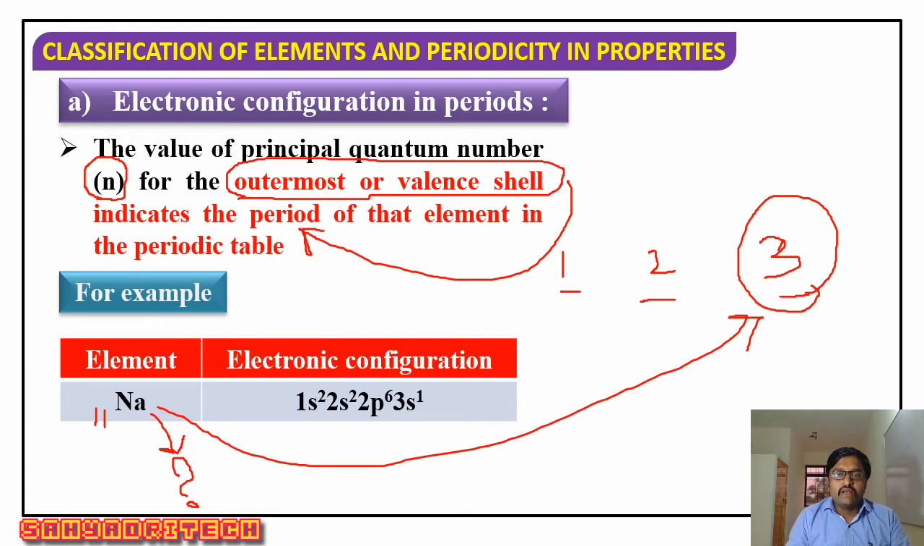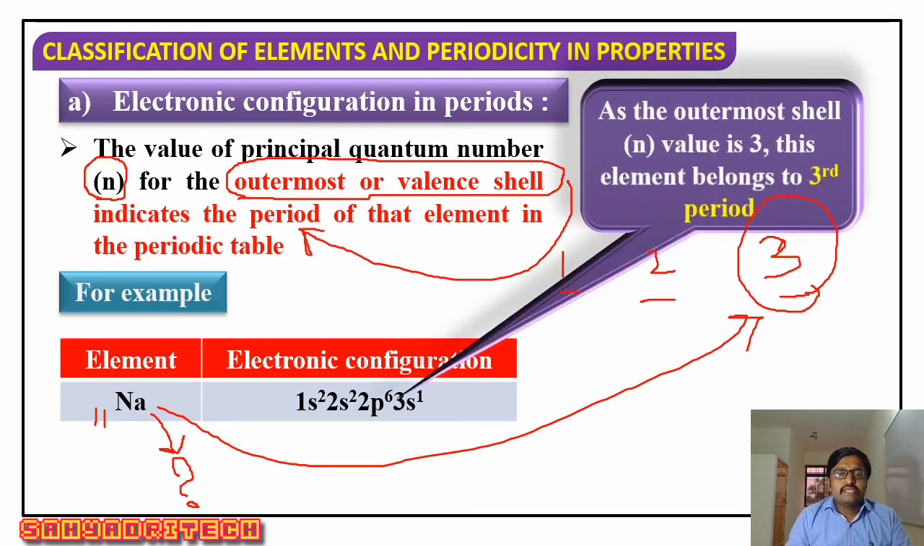Okay, well, see here, as the outermost shell value is 3, the n value of the last shell is 3, therefore we say sodium belongs to the third period.